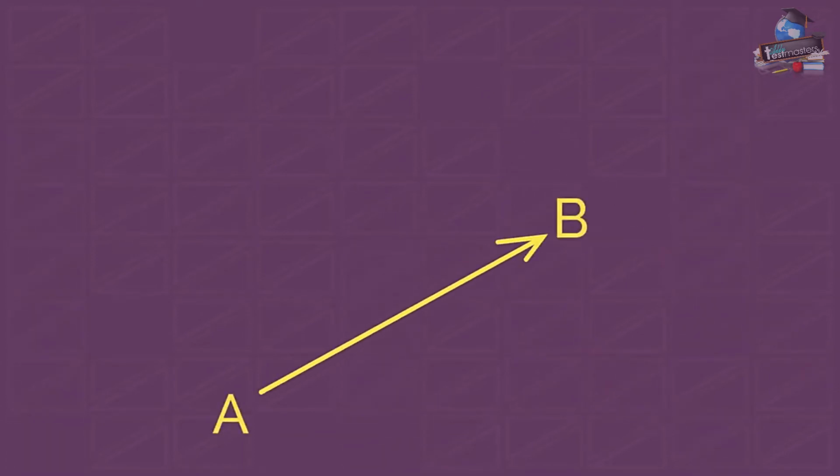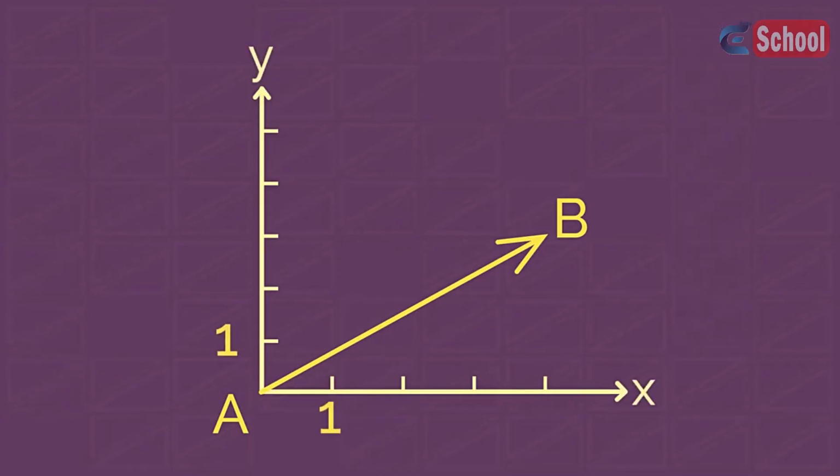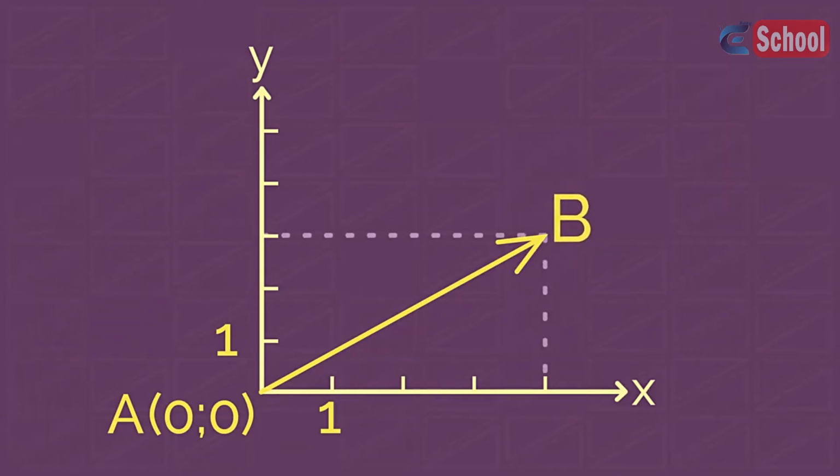So what can we do with vectors? Let's put this one on a coordinate plane. We can put it anywhere, but for now, let's move it so its tail has coordinates 0, 0. If the coordinates of the tail A is 0, 0, then the coordinates of the vector AB are coordinates of its head B. Easy. Our vector is now just two numbers, the coordinates of the head.